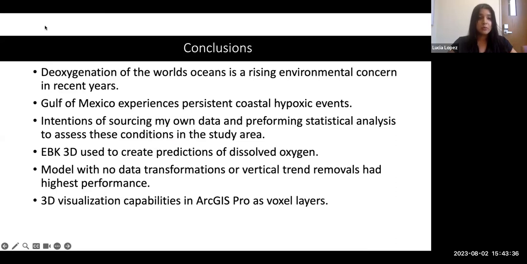And so in summary, we learned that deoxygenation of the world's oceans is a rising environmental concern, and the Gulf of Mexico has experienced a lot of these persistent coastal hypoxic events. My main intentions were to source my own data, get familiar with statistical analysis in the study to assess the conditions of the study area, and also use 3D visualization and voxel layers to become familiar with these capabilities in ArcGIS Pro. And the model with no data transformations or vertical trend removals had the highest performance.